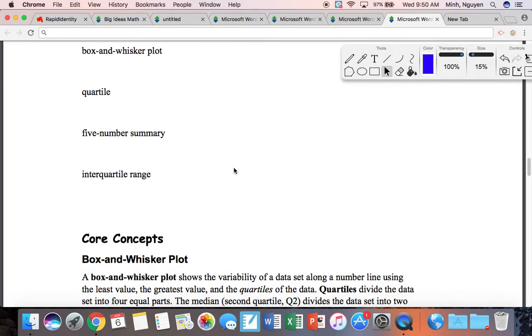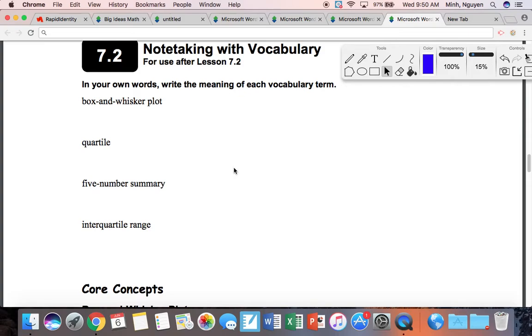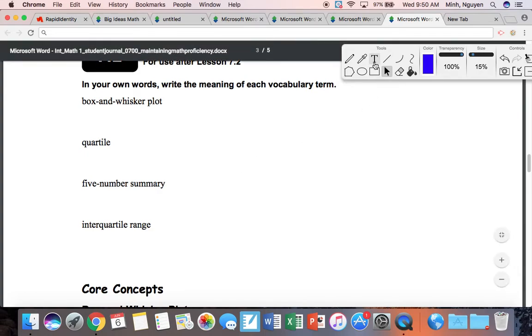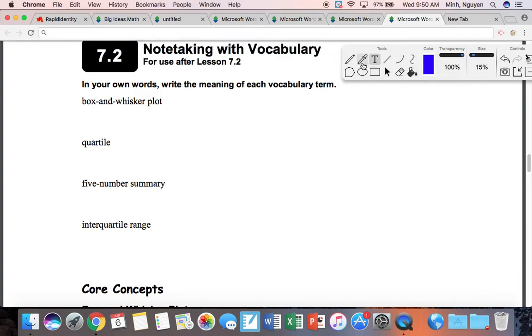Let's see here. Box and whisker plot. Just that plot that shows least, greatest, first quartile, third quartile, and median. A quartile is a number or value that splits the data up into 25% chunks or quarters.